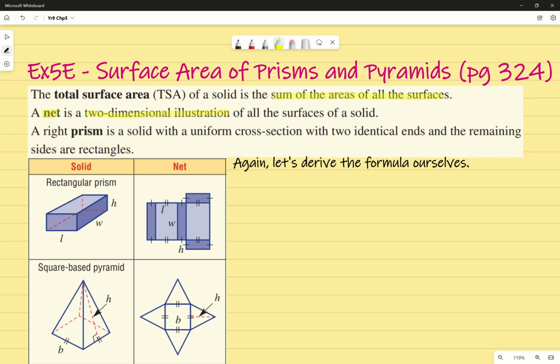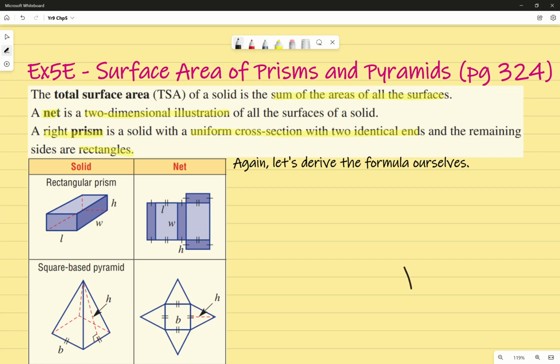Finally, a right prism is a solid with uniform cross-section with two identical ends, and the remaining sides are rectangles. Now what that means is that if we're talking about a right prism, if I cut it down the middle, imagine you're cutting a cake, for example, or a piece of cheese, it should be the same shape there as it is on the other end. And also, both ends have to be the same, right? So if you start off with a rectangle on one side and it turns into a papaya shape, I don't know why that's the first shape I thought of, then it's not a right prism. Pretty straightforward. And of course the other sides are rectangles. So triangular prism, rectangular prism, they're all right prisms.